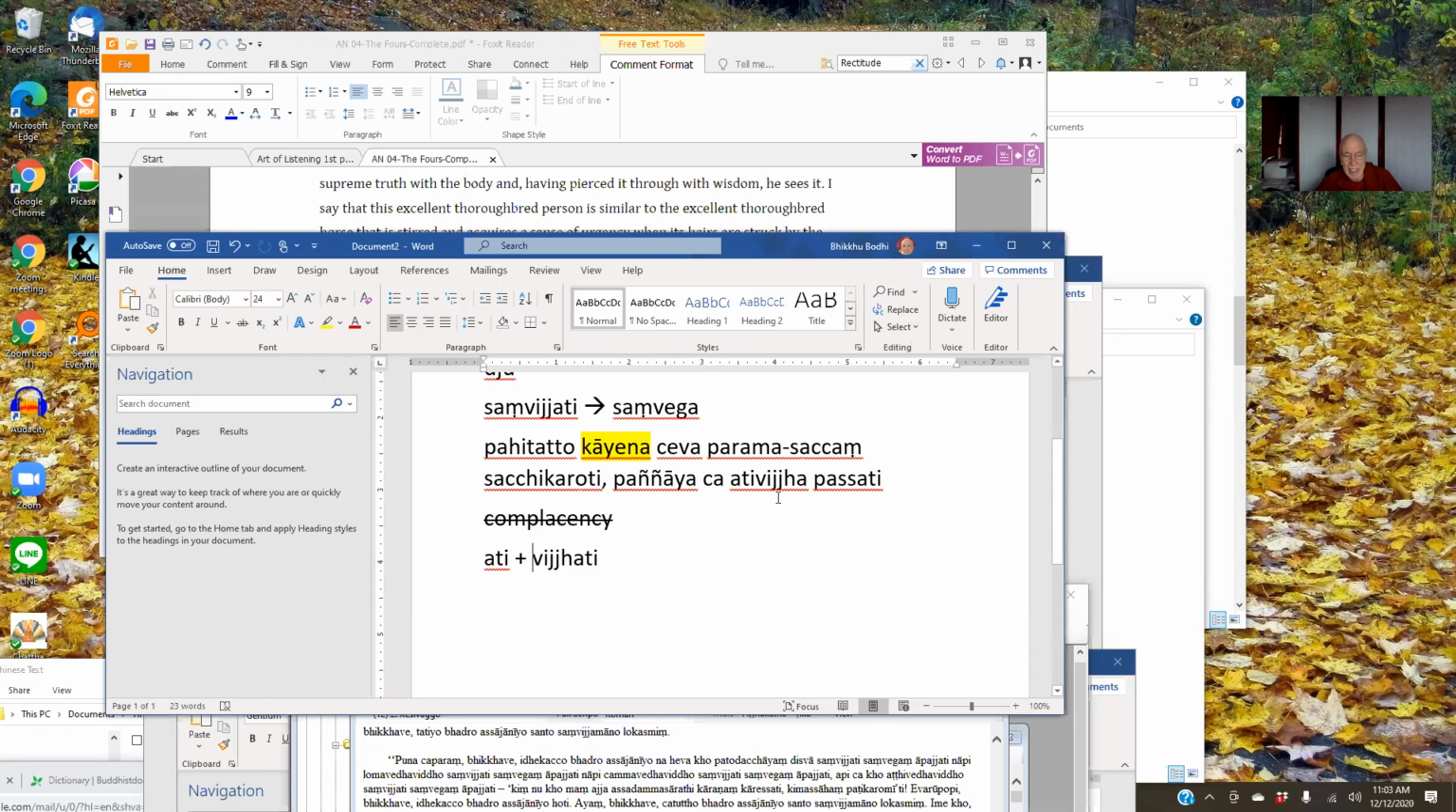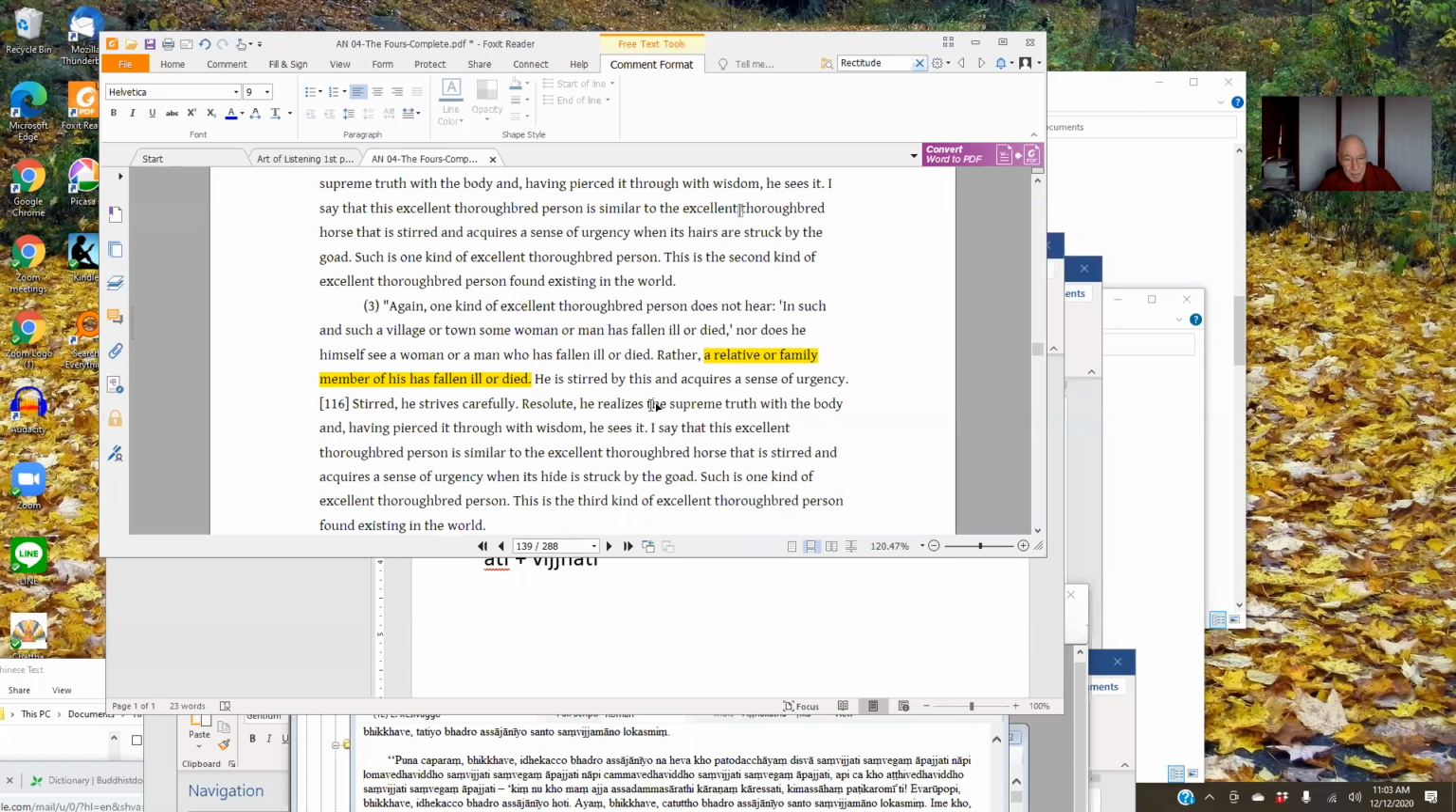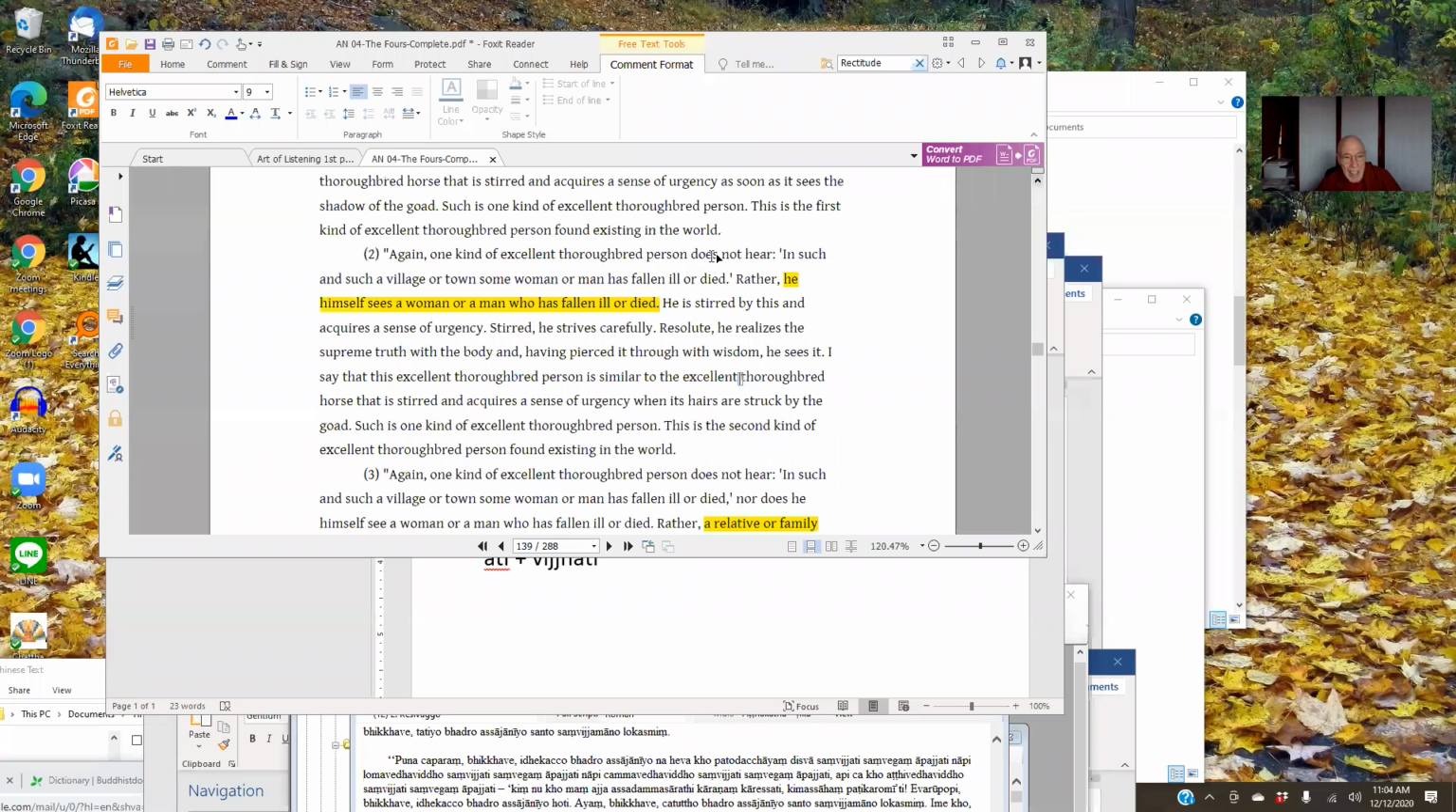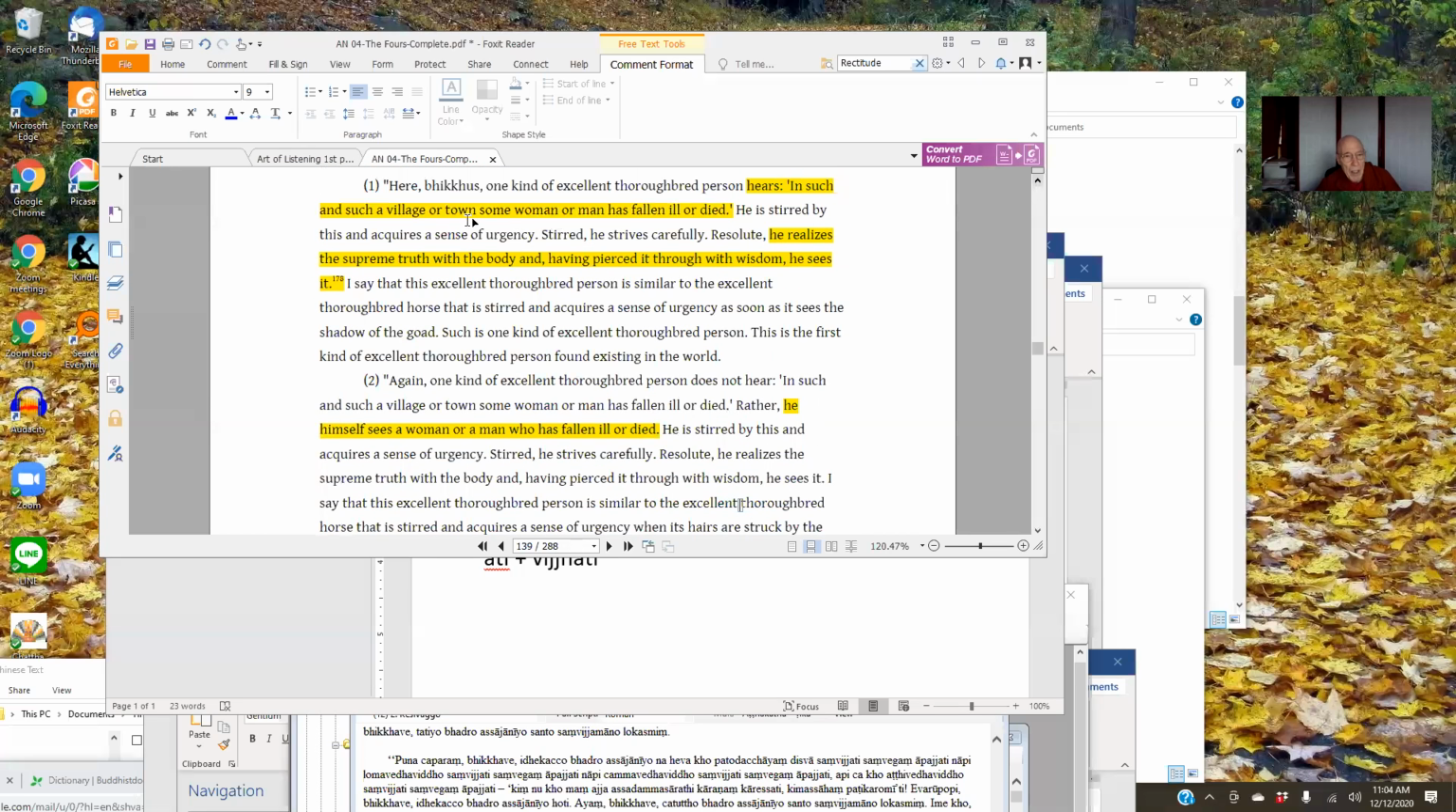And one pierces it, not with a physical arrow, but paññāya, with wisdom. So one uses wisdom as the arrow to pierce the supreme truth. And he sees it, pierces it and sees it. So this is like the first thoroughbred horse, the person who's stirred to that sense of urgency just on hearing that some other person has fallen sick or died.